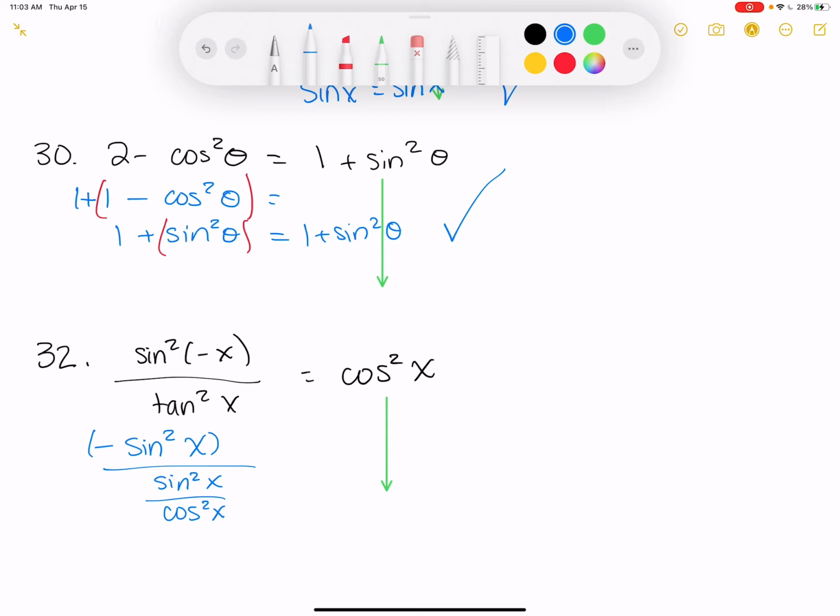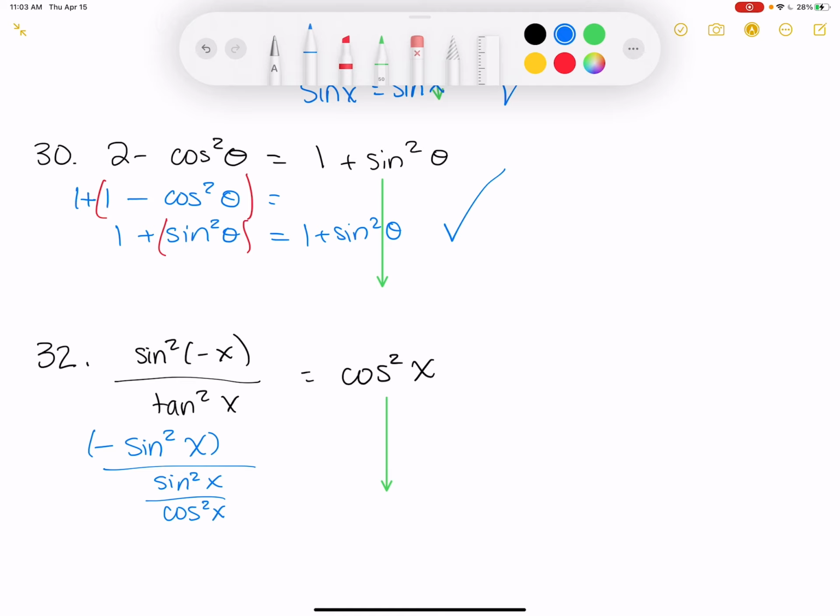I'm doing that because the negative is going to get squared with the sine. We do pull the negative out because of it being sine, but because it's being squared, the negative is going to go away. So just know that in a second when we do stuff, it's going to disappear. It's going to go bye-bye.